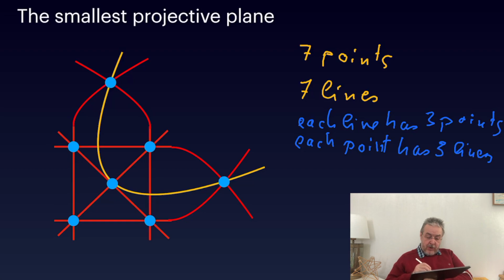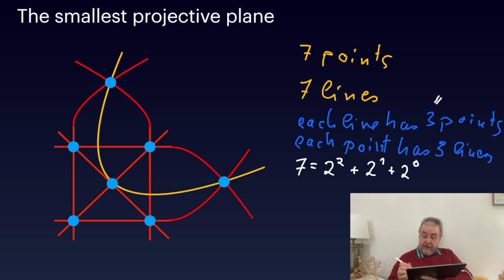And I want to at least write down one more formula, that 7 is 2 squared plus 2 plus 1, or let's write it even a little bit more suggestive. Let's write it in the following way. It's 2 squared plus 2 to the 1 plus 2 to the 0, and this 2 here is 1 less than the number of points.